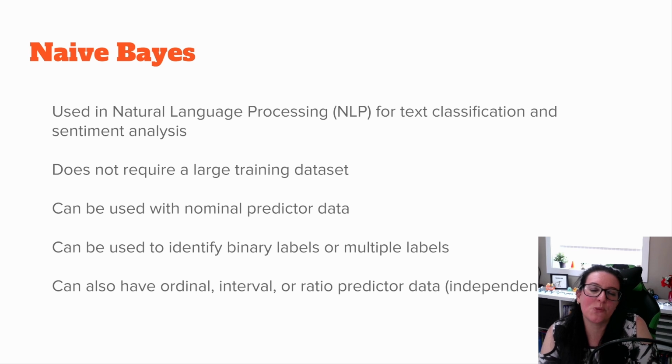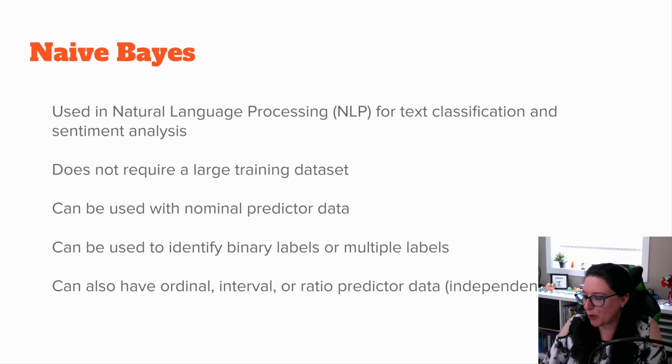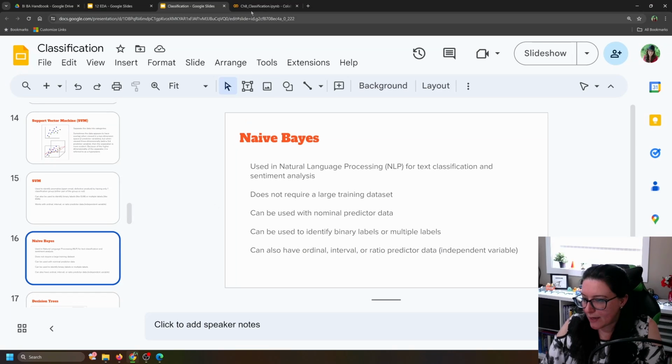It can also be used with ordinal, interval, or ratio predictor data. It doesn't have to just be nominal, but that distinction makes it popular with text classification. It can be used to identify binary labels or multiple labels. So yes, no, right, is the binary: it is or isn't something, as well as multiple labels, which group it belongs to. So let's take a look at how naive Bayes works.